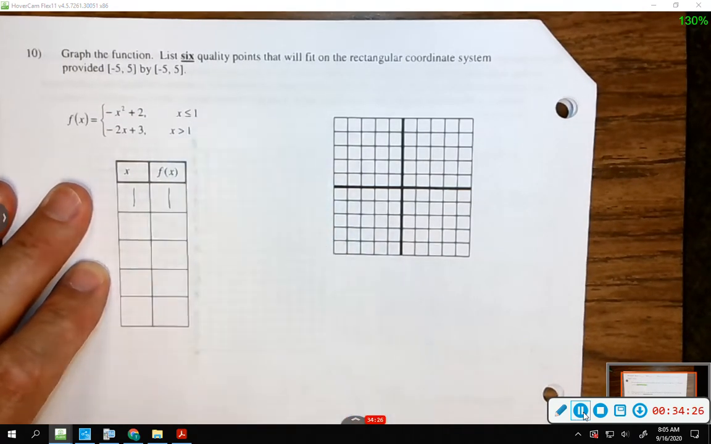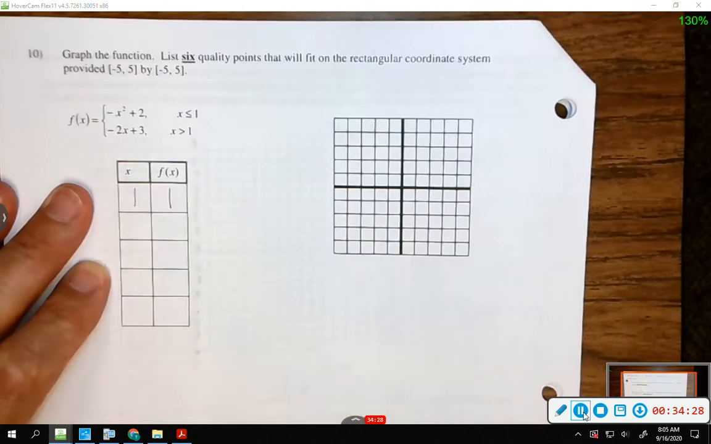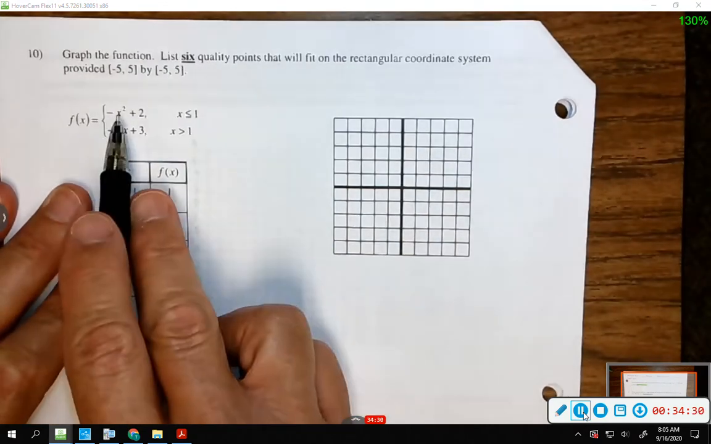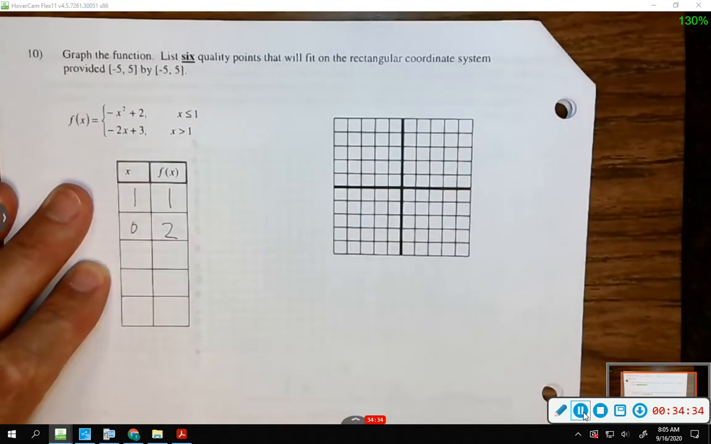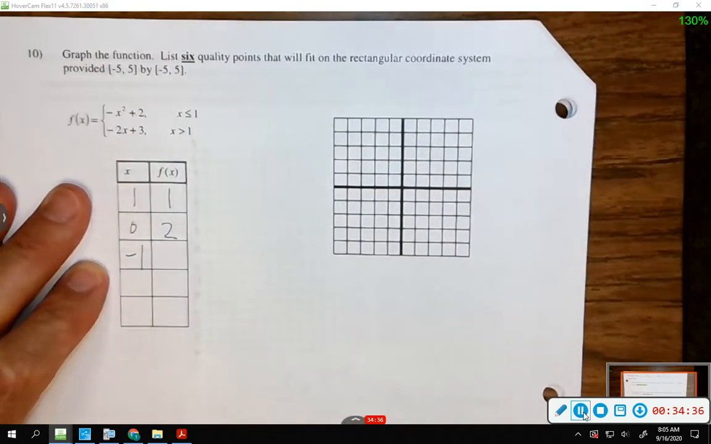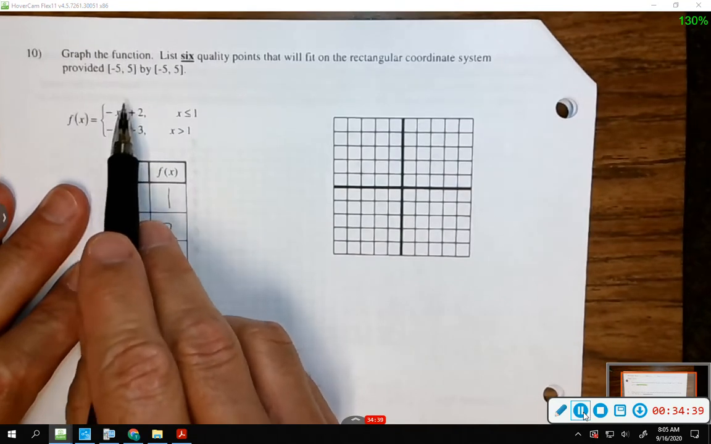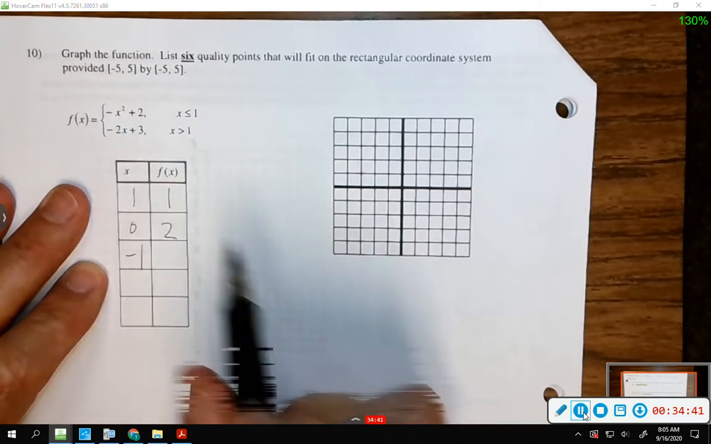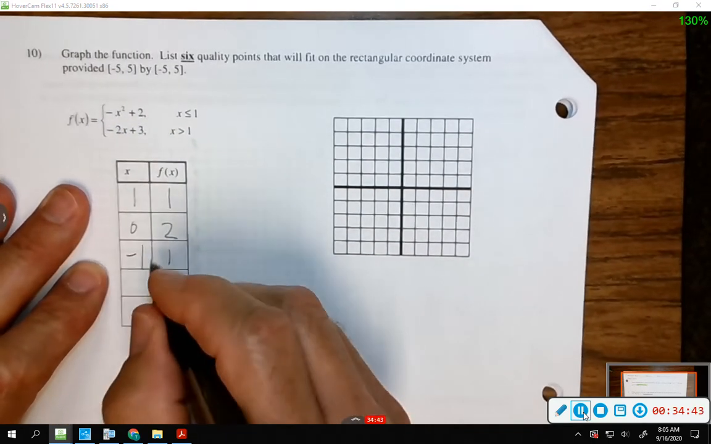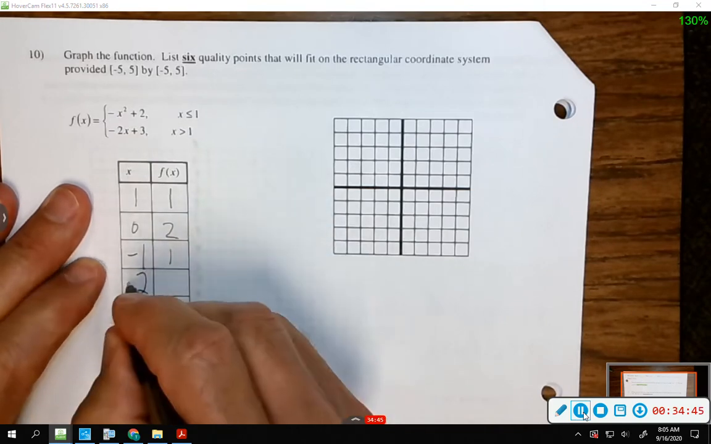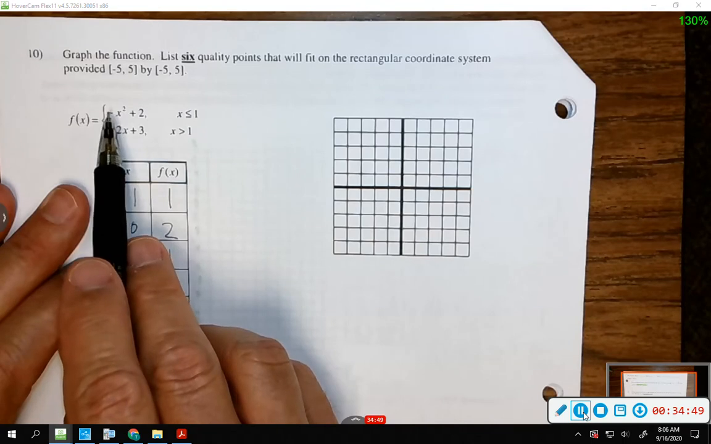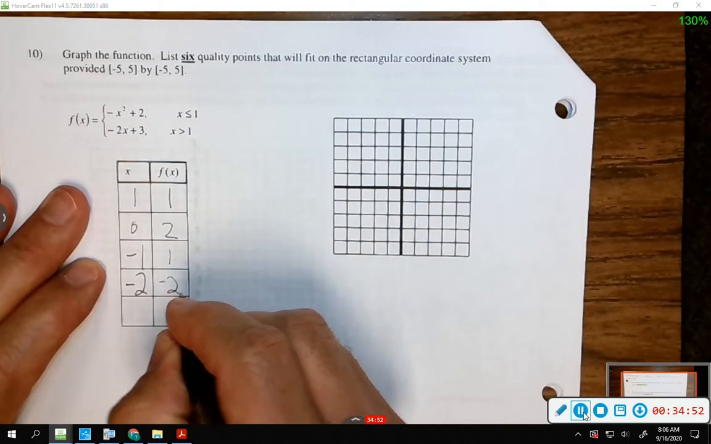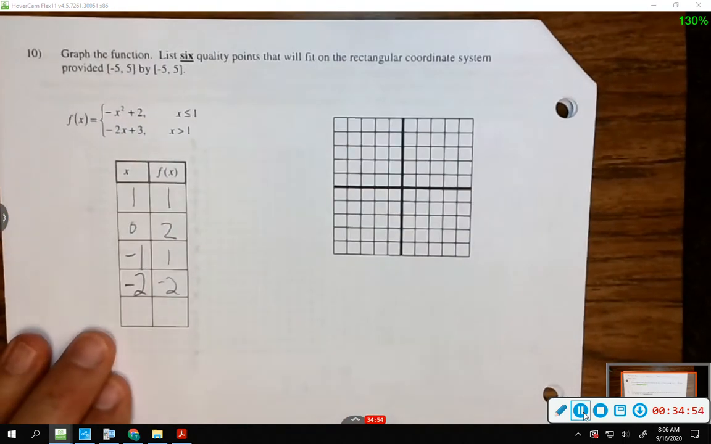Now I'm going to work to the left of 1. So if I plug 0 in, I get 2 back out. If I plug negative 1 in, what's going to happen if I plug negative 1 in? Negative 1 squared is still 1. Negative 1 plus 2 is 1. What about negative 2? Negative 2 squared is 4. Make it negative. Negative 4 plus 2 is negative 2. That should give me a good picture of this parabola that's opening downward.